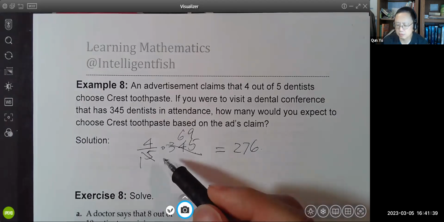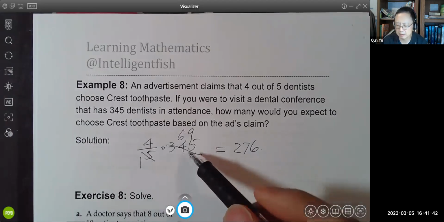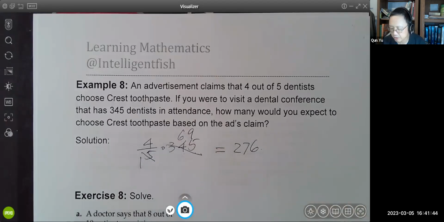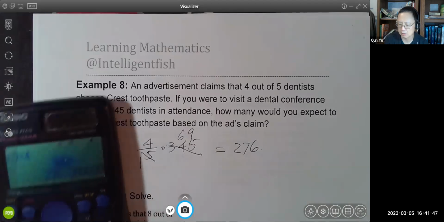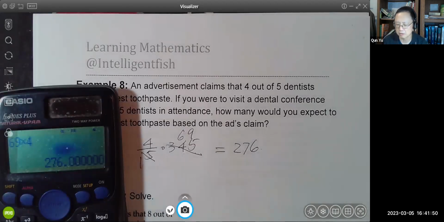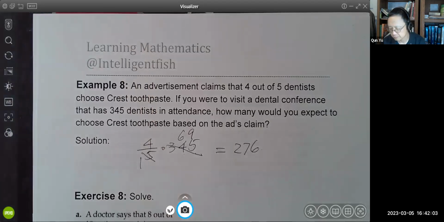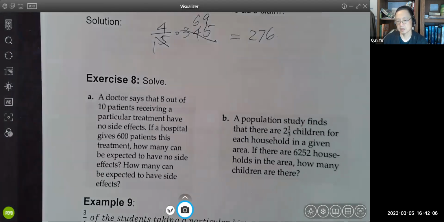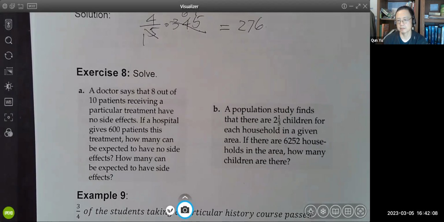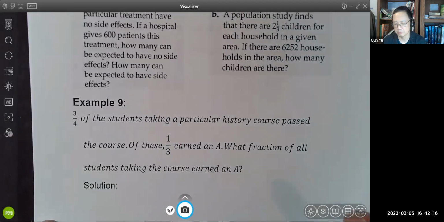By the way, if you want to use a calculator, you don't have to simplify that. It's simply multiply 4 by 345, then divide by 5, because we know the denominator on the bottom is also called the divisor. So let's try that. 4 times 345 divided by 5 equals 276. Exercise number 8, we got 2 application problems. Now let's look at our example number 9.